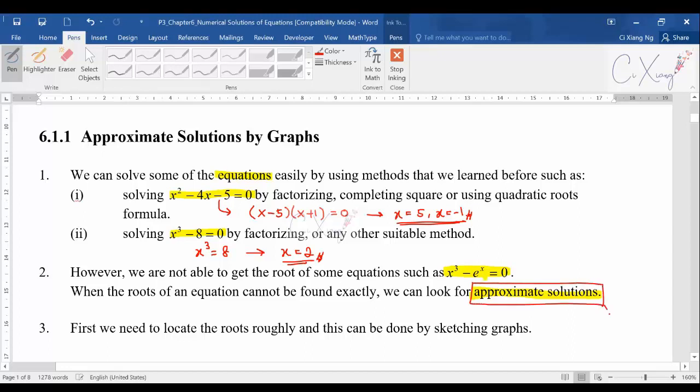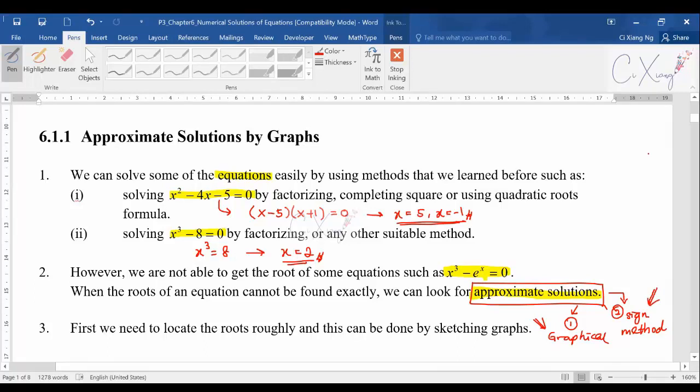All right, okay. So here we come back to our learning outcome. Just now our learning outcome is to locate the approximate roots or approximate solution by using two methods, right? So there are two methods here. The first method is graphical, as mentioned in the learning outcome, and the second method is the sign change method. For this video, we'll focus on the graphical method first, and we will discuss the sign change method in the next video.